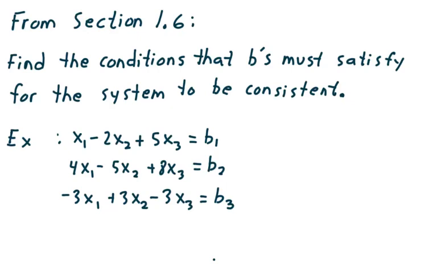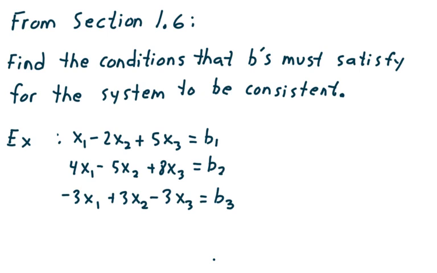This is a video from section 1.6 in a linear algebra class. The directions say to find the conditions that the b's must satisfy for the system to be consistent. For a system to be consistent, it must have either one solution or infinitely many solutions. Let's take a look at the following example.